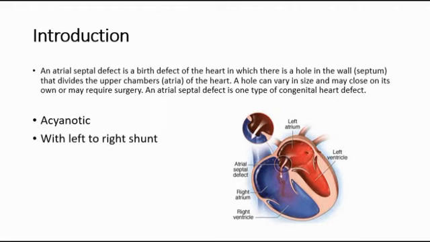It is a type of congenital heart defect that is acyanotic, which means that the baby usually won't present with cyanosis. So they usually won't have any bluish discoloration of the skin. In this atrial septal defect, there is a left to right shunt of blood from the left atrium into the right atrium. So in a normal heart, the left side of the heart only pumps blood to the body and the right side of the heart only pumps blood to the lungs.